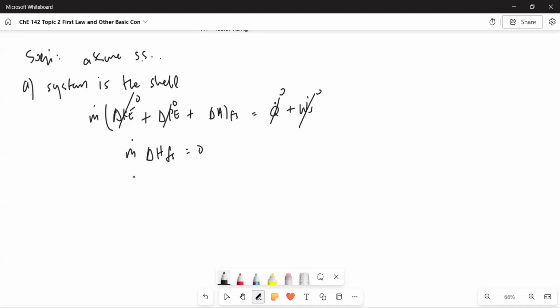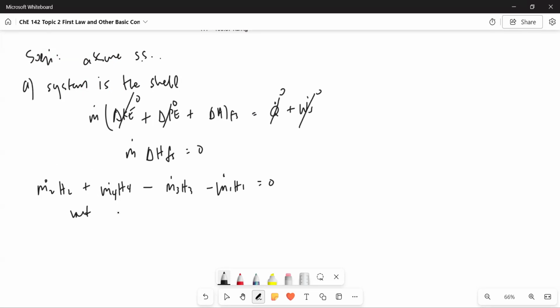So we expand this one. Remember, how do we expand the delta H? All the outlet minus all the inlet. And the outlets are M2 H2 and M4 H4, stream 2 and stream 4. So these are the outlet minus the inlet, M3 H3 and M1 H1. These are the inlet, and equal to 0.